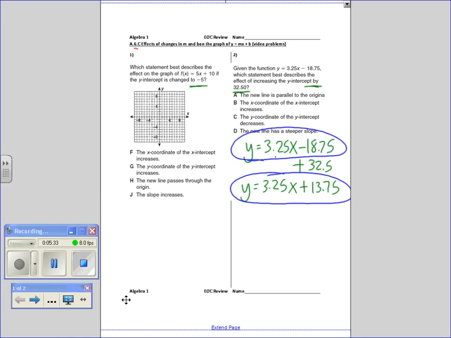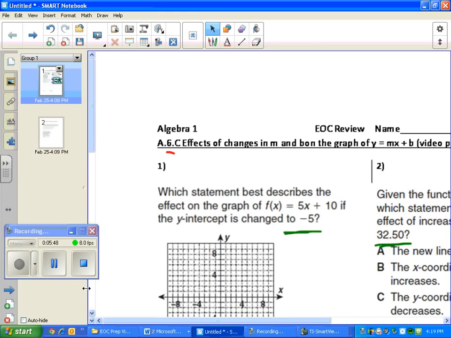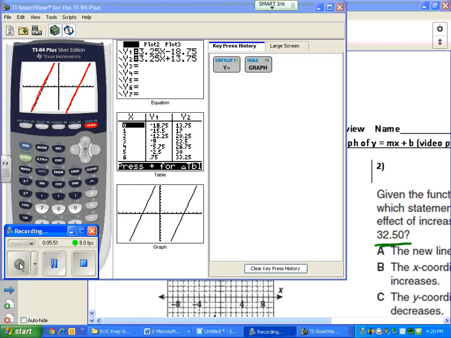Okay, my first answer choice does sound correct. The new line is parallel to the original. Yes, that did look parallel. Okay, if I look at the other one, the x-coordinate of the x-intercept increases. That's going to not be true, because there's my x-intercept of my original equation, there's my x-intercept of my new equation. No, it actually decreased.